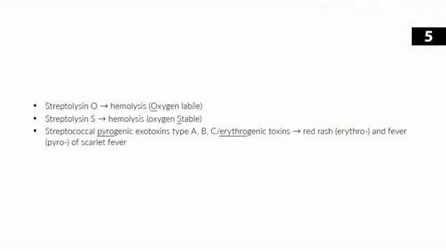There are also streptococcal pyrogenic exotoxins type A, B, and C. They are also known as erythrogenic toxins. These act as superantigens and are associated with a red rash and fever of scarlet fever. They've also been associated with streptococcal toxic shock syndrome, which is like the toxic shock syndrome that we just discussed with Staph aureus, but it's associated with a streptococcal infection rather than with Staphylococcus.